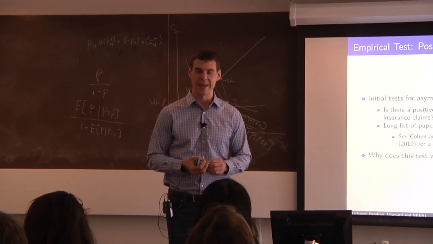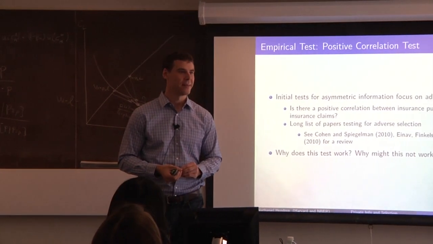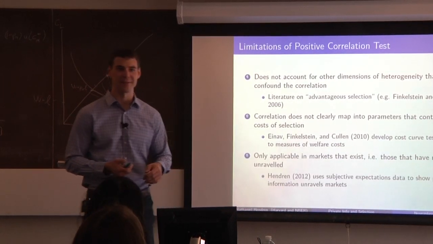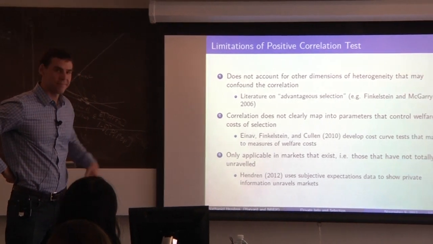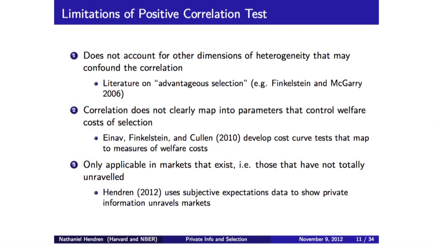So you can't get around that issue very easily. Yeah. Any others? Sorry, I shouldn't have flipped this slide. I think there were probably other things you guys would have said. But okay. So there's a great point raised. Point one was just raised. So it doesn't account for other dimensions of heterogeneity that might confound the positive correlation.